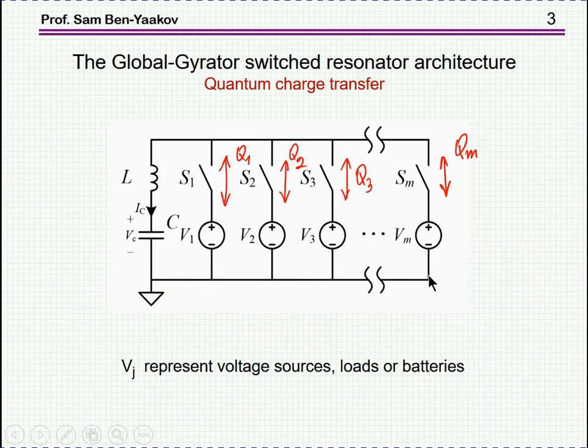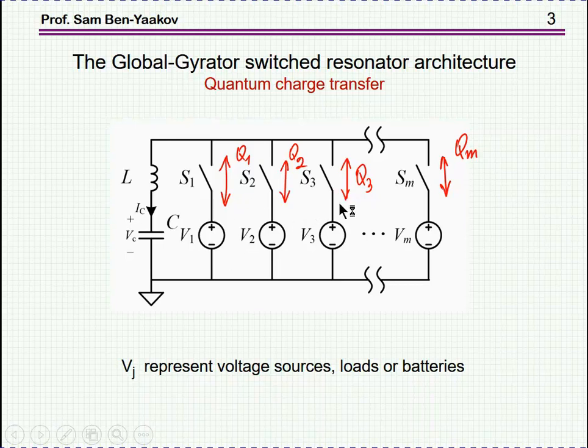Let me first cover the general architecture of the converter. We have a resonator here, which includes an inductor, a capacitor, and a series of switches. I am showing here voltage sources, but this could be a voltage source, a battery, or a load like a smartphone or any other device.